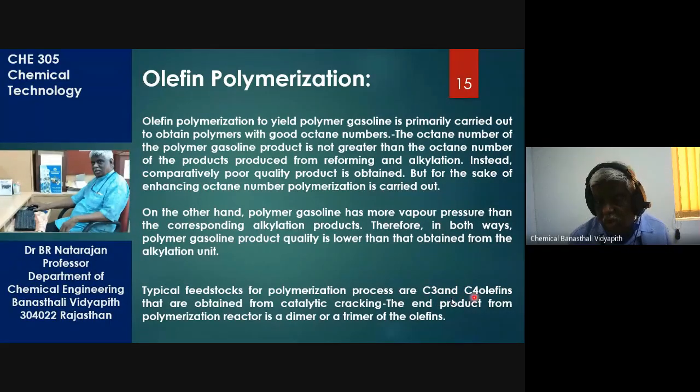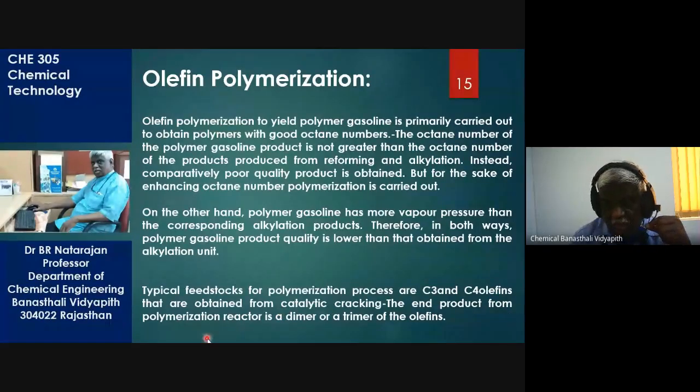C3 and C4 olefin means C3 is propylene, C4 may be butylene, right? They are got from the catalytic cracking. Remember, catalytic cracking, I am not using the word hydrocracking, because if you do hydrocracking, there is no olefin in the product at all, right? So what we are doing is normal fluidized catalytic cracking, where I am having small quantities of propylene and butylene also, right?